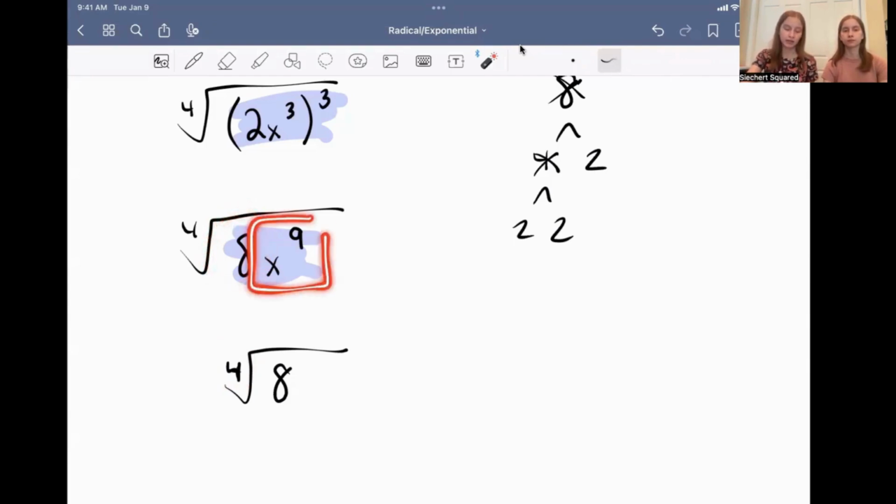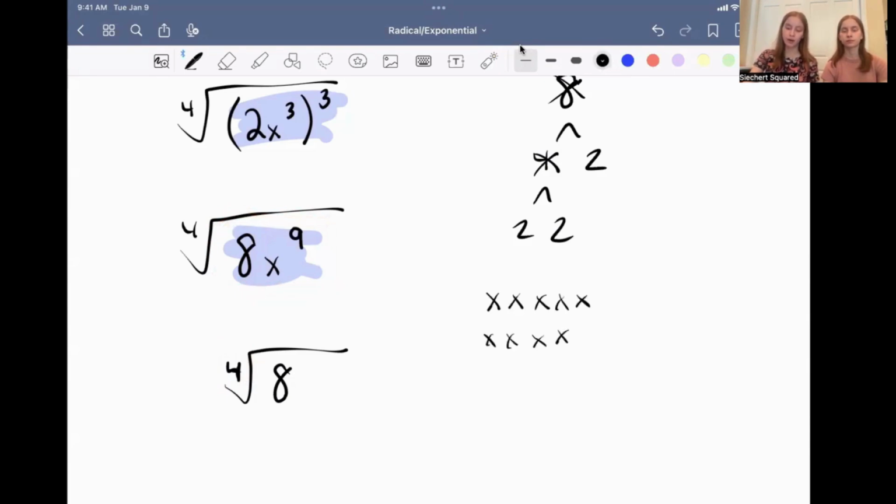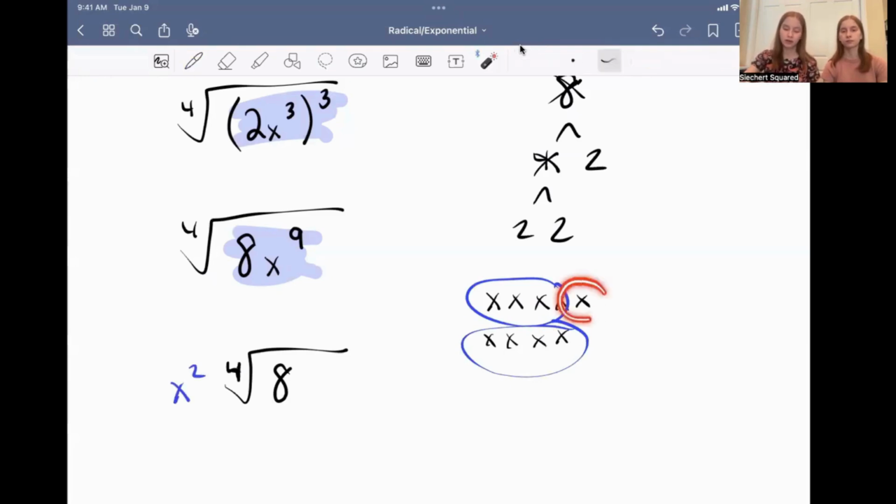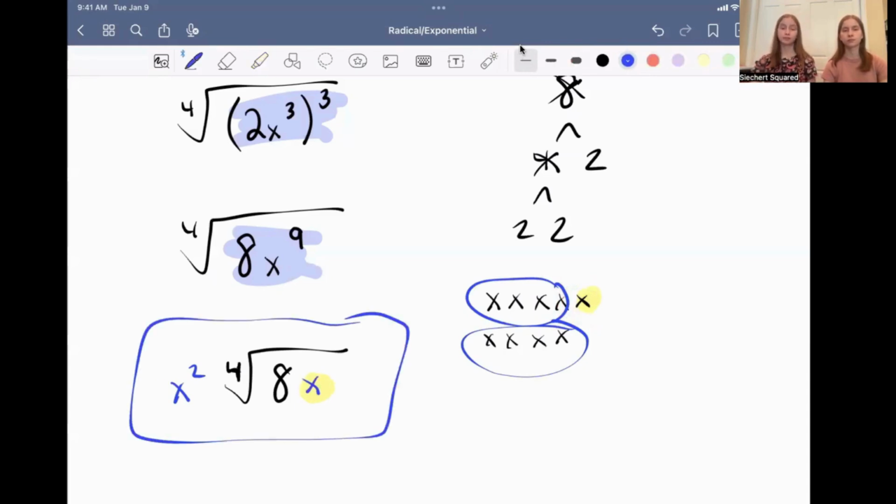And now we'll do our x to the 9. I have some space, so I'll go ahead and write it out. 3, 4, 5. So I wrote x 9 times. I need groups of 4. So here's a group of 4. There's a group of 4. Since I have 2 groups, I'm going to bring out x squared. And I have one little x that got left over that doesn't have a group to go in. So that'll stay on the inside. And I would leave it right there.